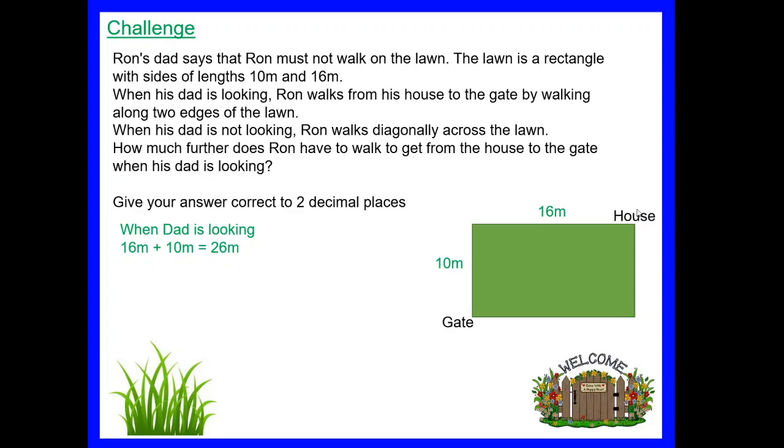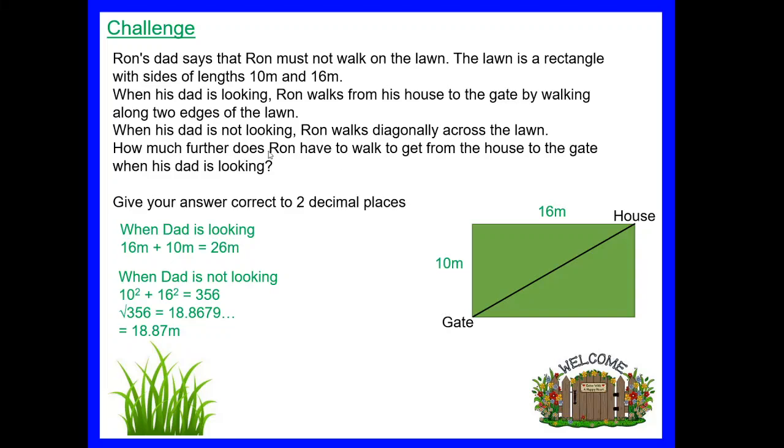When his dad's not looking, he walks in a diagonal from his house to the gate. So we need to work out the length of that diagonal. So here we're going to use Pythagoras. So we've got our right-angled triangle because we know the corner of a rectangle is at 90 degrees. So 10 squared plus 16 squared is 356. The square root of 356 is 18.8679, etc. And I've just rounded that to 2 decimal places of 18.87 metres.